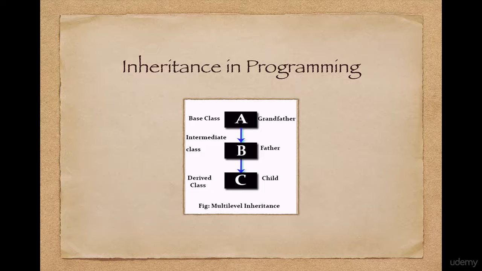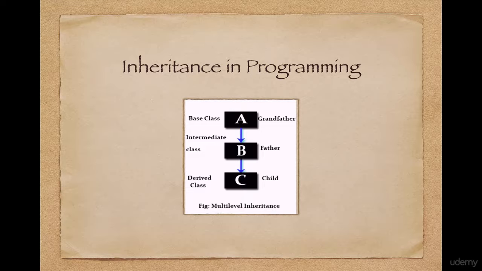So look at these classes here. For example, we have this first class called A. This is actually the base class, and we call it grandfather, right? Look at the second class here. This class is called the intermediate class, and this is actually the father. Look at the relationship between these two classes. Class A is pointing to class B, right? So this is a hierarchy, and this means that class B can inherit from class A.